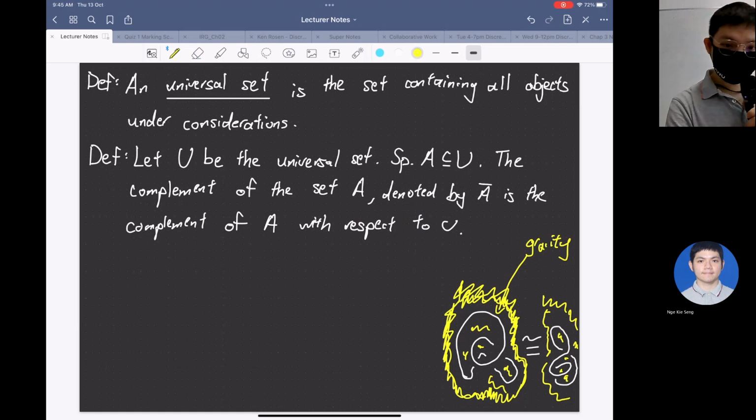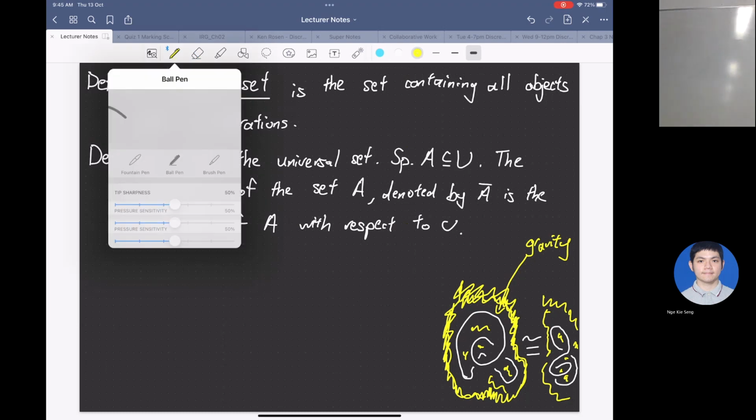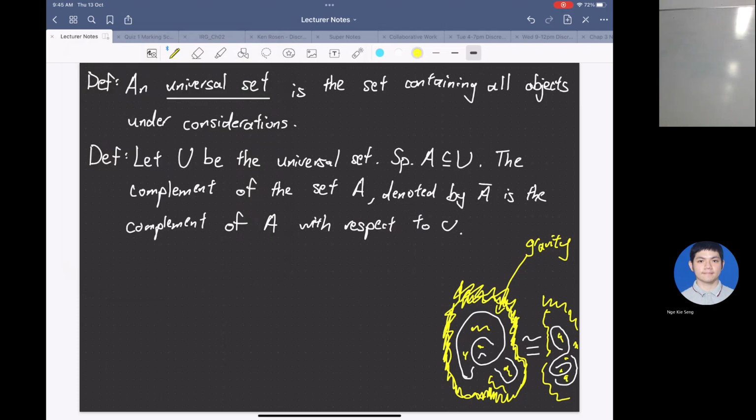What else? Okay, so I haven't told you the notation. So sometimes we write A complement, or U slash A, or U minus A. Yeah. Okay. So in the set builder notation, we will write the set of x in U such that x is not in A.